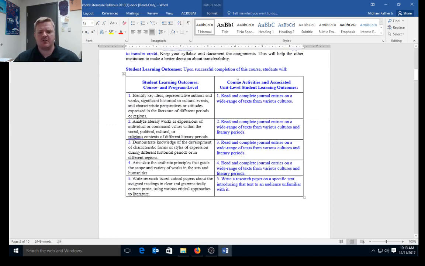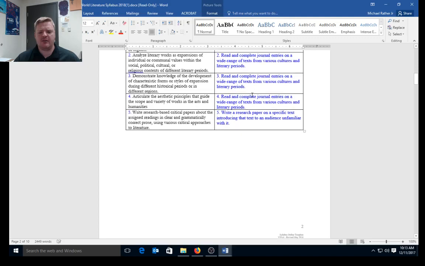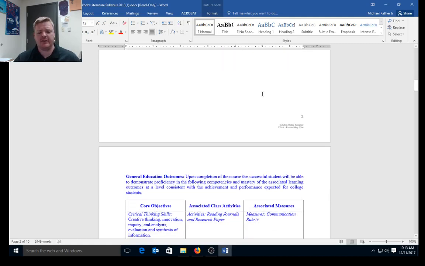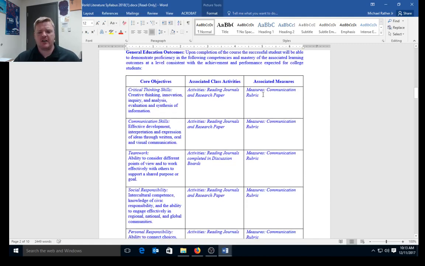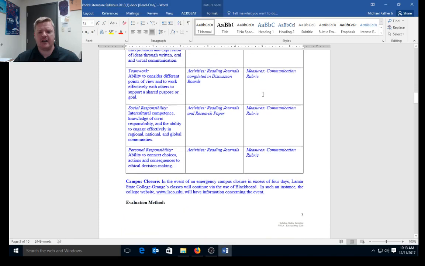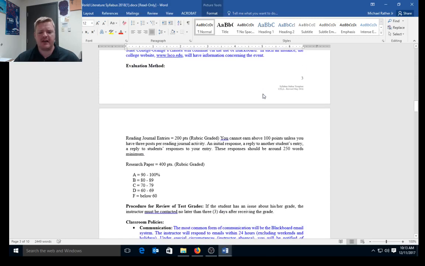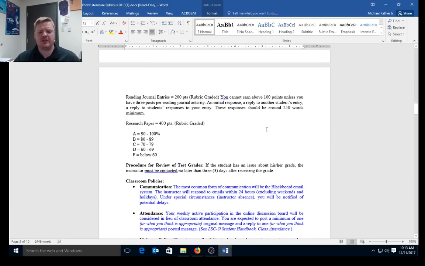This is our student learning outcomes and the activities that we'll be doing, and most of the activities will be discussion boards, and we're going to treat those like reading journals, but we're going to comment on each other's reading journals, which there'll be more on later. Some general education outcomes and the rubrics that we'll be using for that, evaluation methods. You have a research paper and your reading journal entries.